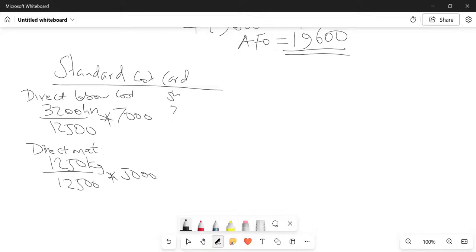Variable overheads, isn't it? So variable overhead, what are they giving us there? 3,200 hours. Is that okay? Divided by what here? 12,500. And per hour, what do we have there? 4,500. I don't need fixed cost here. I would rather run a marginal costing system, which is composed of whatever variables.